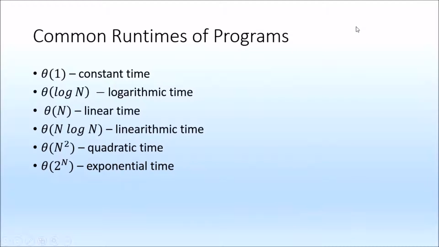So some common runtimes of programs that you'll see are constant time, logarithmic time, linearithmic time, which is n log n, quadratic time and exponential time. I actually listed these in the order in which we prefer them. Constant time is obviously the best because that's the fastest. Now exponential time actually turns out to be terrible. Even the biggest computers in the world suck when it comes to exponential time. They can't even handle it.